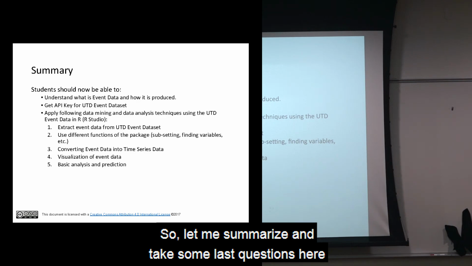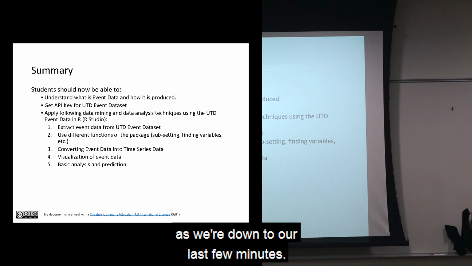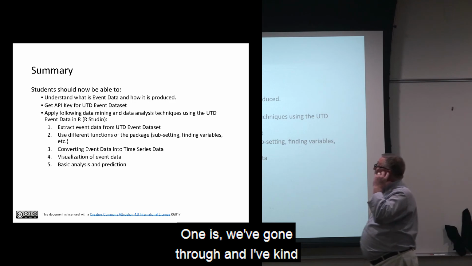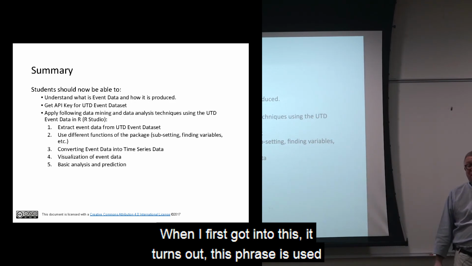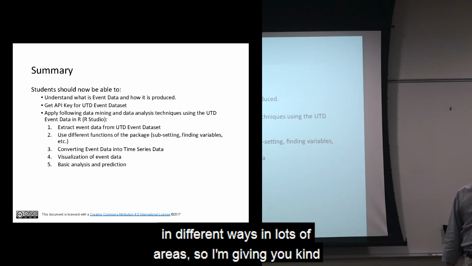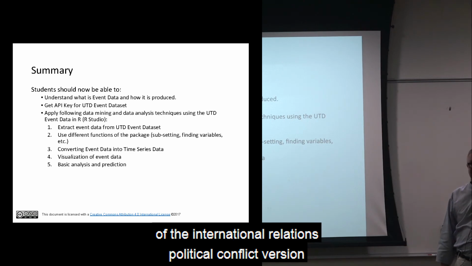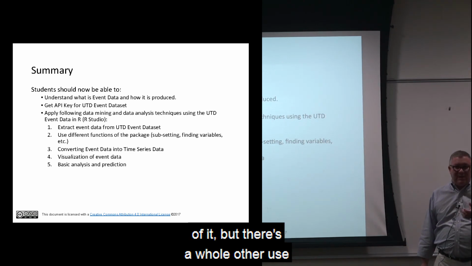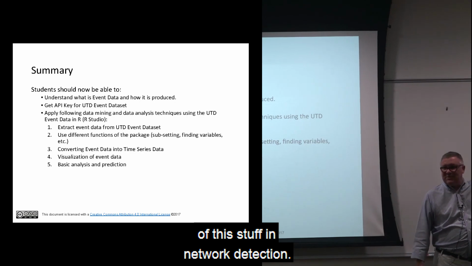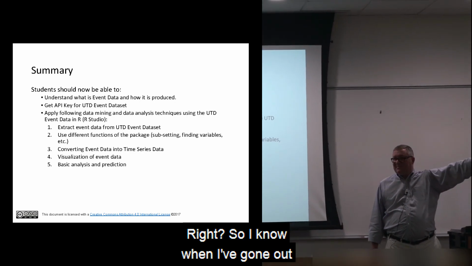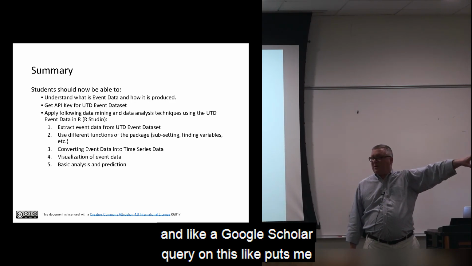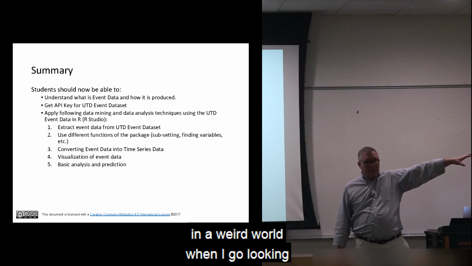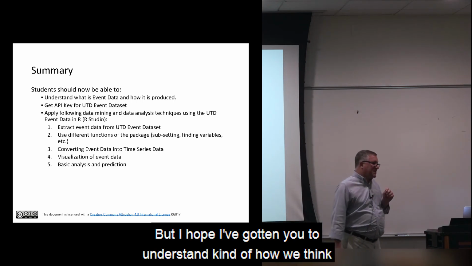So let me summarize and take some last questions here as we're down to our last few minutes. One is, we've gone through and I've kind of given you the political science view of event data. When I first got into this, it turns out this phrase is used in different ways in lots of areas. So I've given you the international relations, political conflict version of it, but there's a whole other use of this stuff in network detection, right? So I know when I've gone out, a Google Scholar query on this puts me in a weird world when I go looking for some of these things.